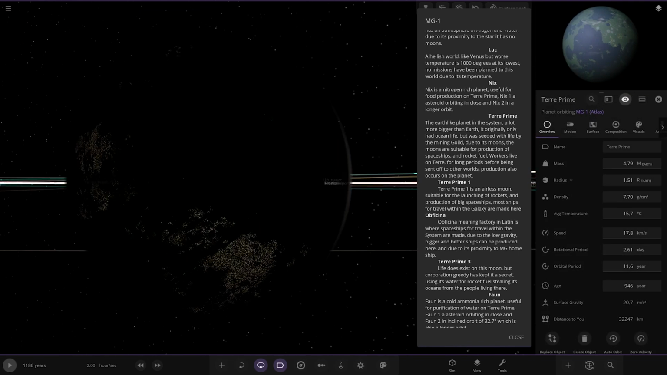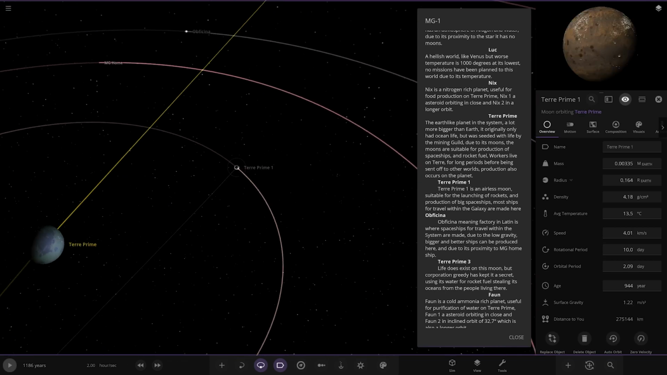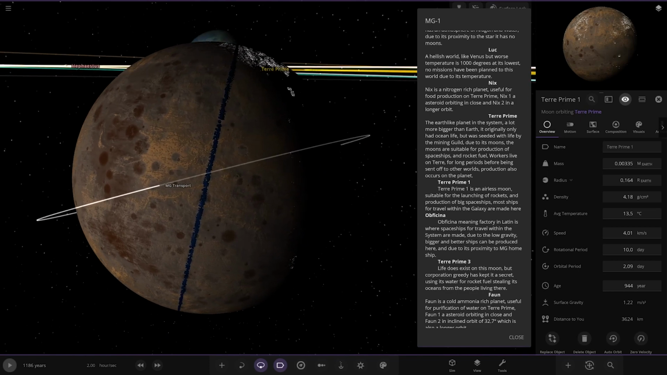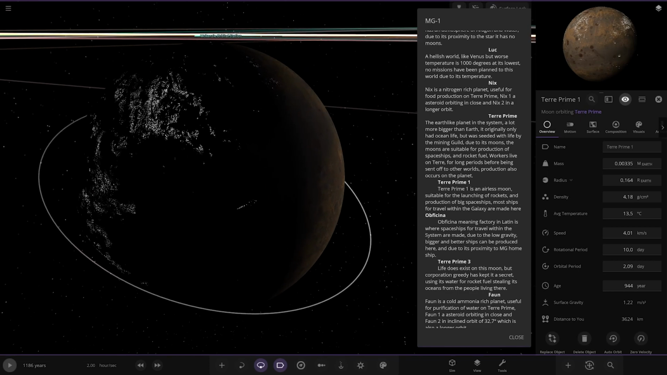Very nice. Got some nice big city lights on there as well. Excellent. So, first of the moons, Terra Prime 1. It's got a little teleport transport very close to it. See a big load of city lights on it as well. Is an airless moon suitable for the launching of rockets and production of big spaceships. Most ships to travel within the galaxy are made here.